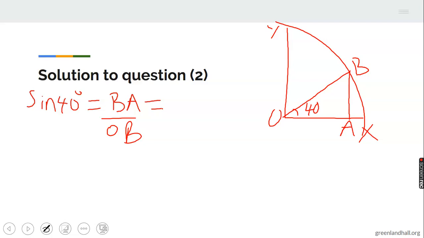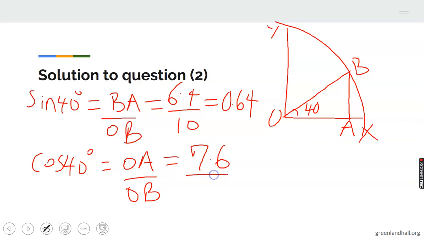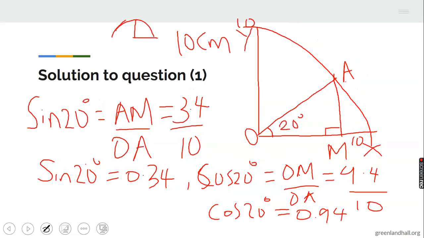Measure. Okay, that should give us 6.4 over 10, which is 0.64. So cos 40 degrees will be adjacent OA over hypotenuse OB. So that should give us 7.6 divided by 10, which is 0.76. Then the last is 65.